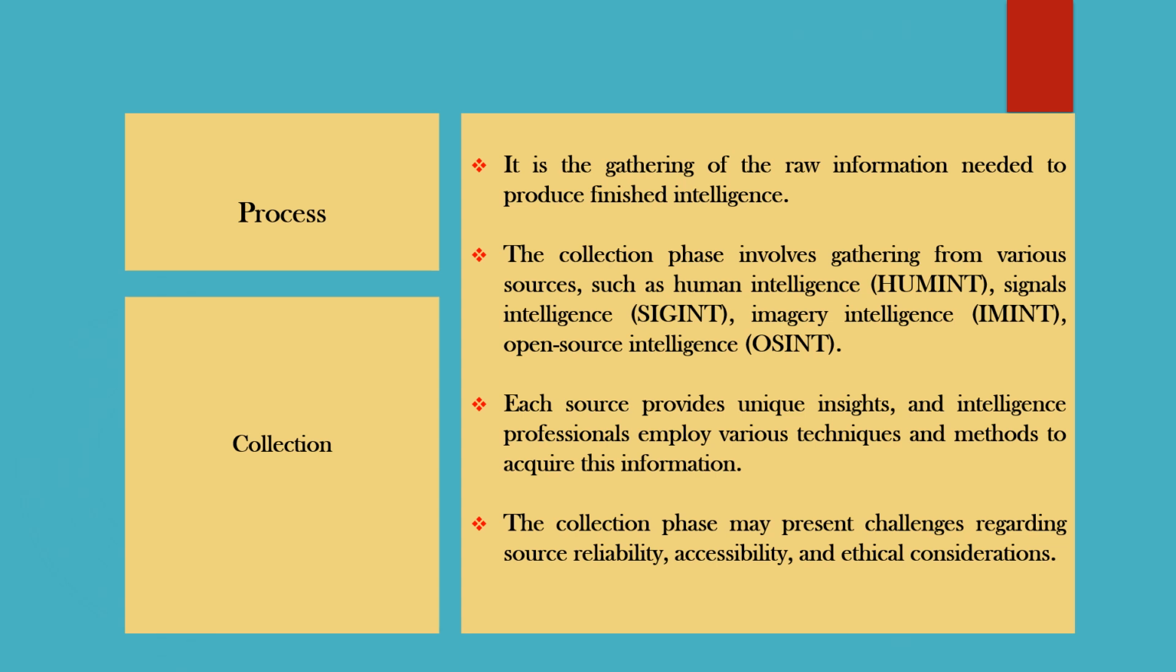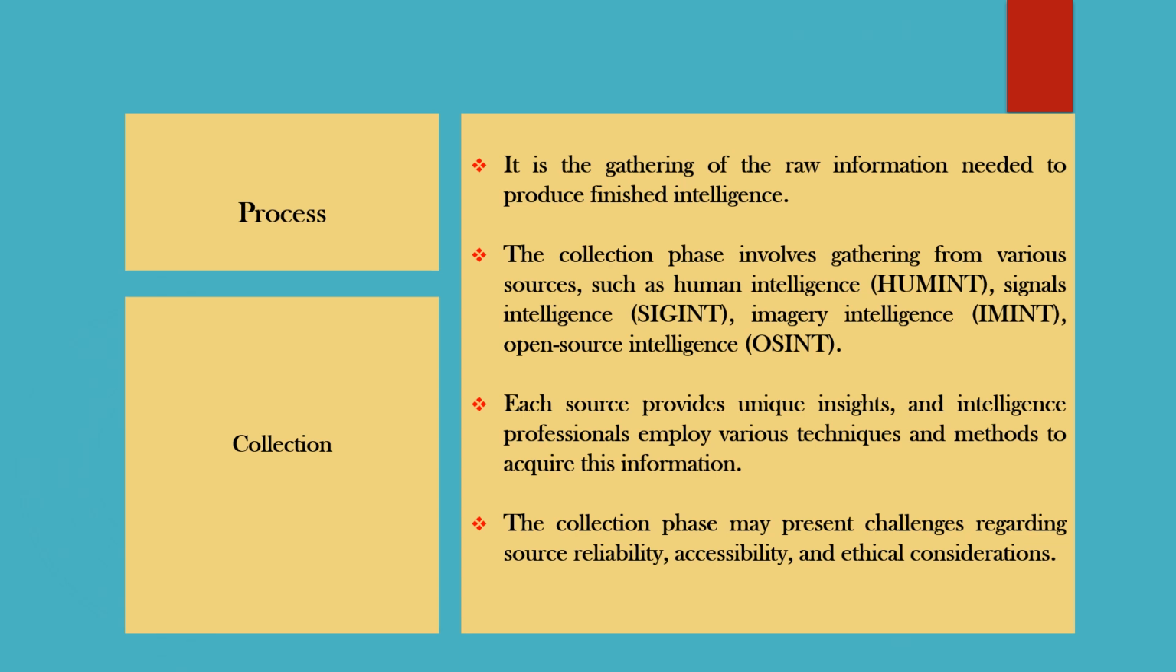What is important here is that each source provides unique insights, and intelligence professionals employ various techniques and methods to acquire this kind of information. We need to know that none of these sources of information is 100% efficient or effective. Some might be good in terms of gathering certain types of intelligence information needed, others might not. And therefore, a combination of various sources of intelligence gathering might be utilized if comprehensive, reliable, and adequate intelligence information is to be gathered. That becomes quite important.